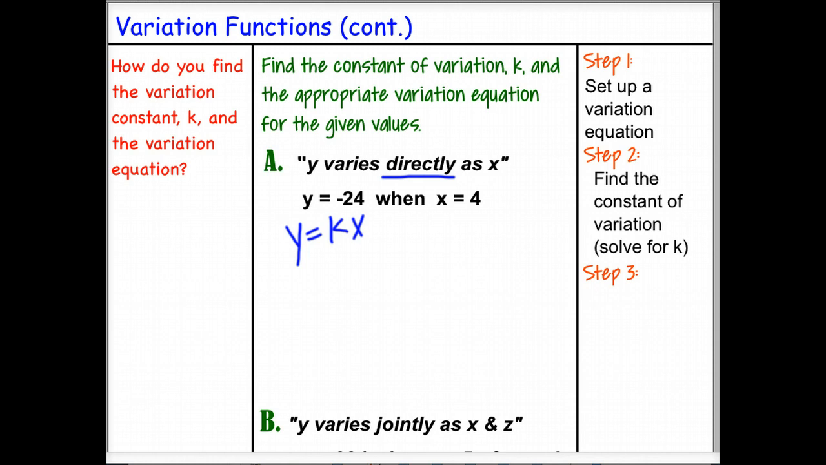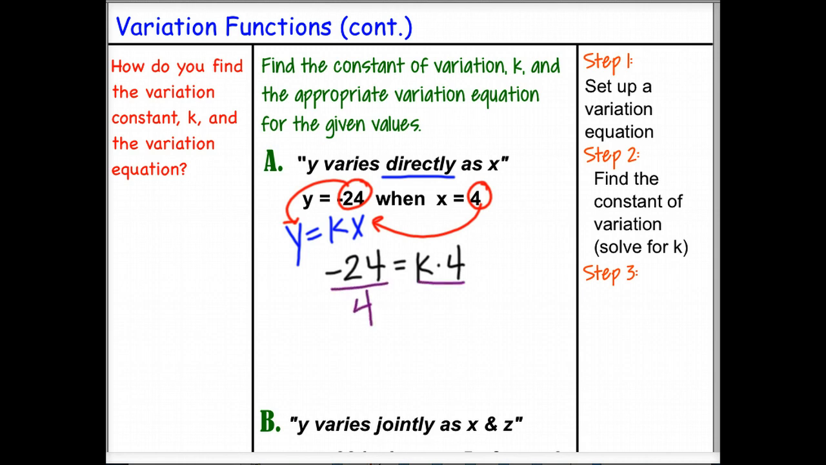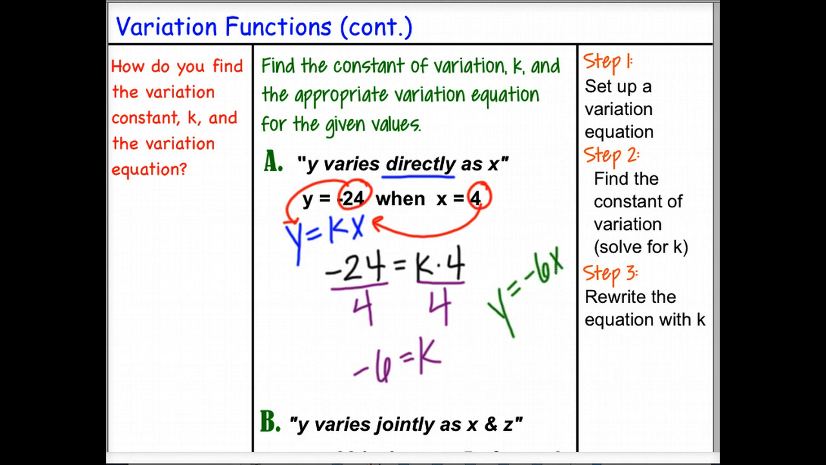What we mean by setting up the equation is taking our values and substituting them into the equation. So we would have here that y is negative 24, and we have k times 4, or 4k. We solve for k by dividing both sides by 4, which gives me that k is equal to negative 6. And finally, step 3 is we're going to rewrite the equation with the k value we just found, which means that y is equal to negative 6x.